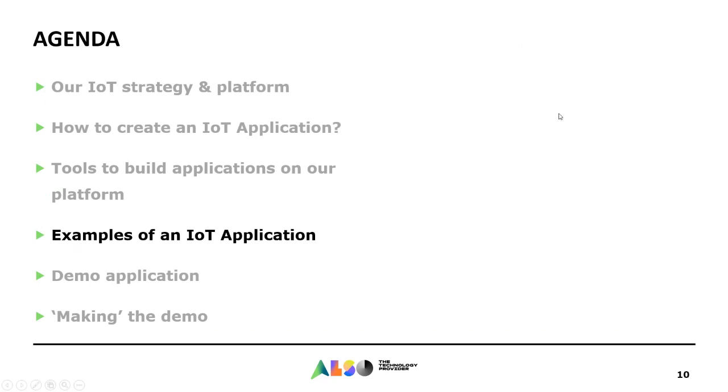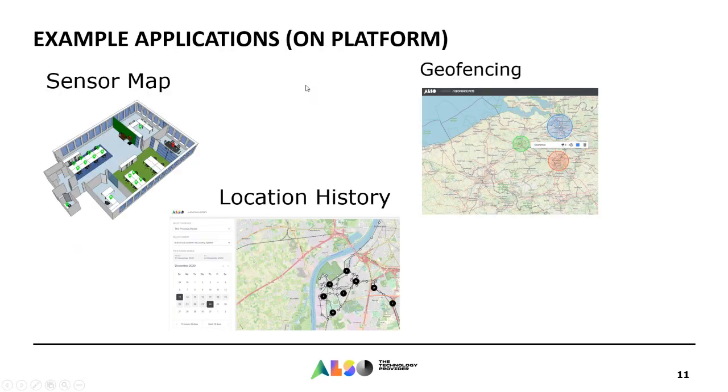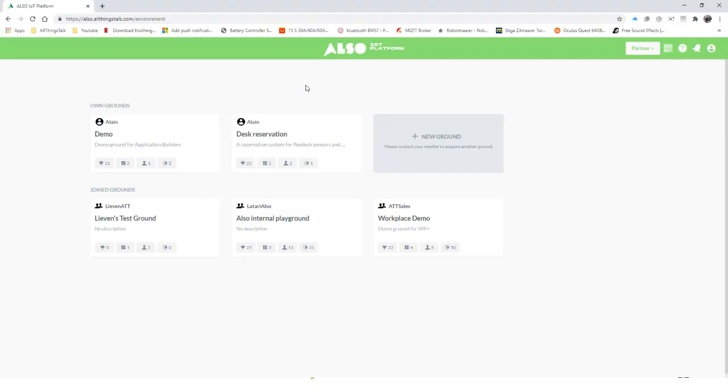Examples of an IoT application. You will see some examples on our platform that already have been created by our development team. So what do we have on our platform already? We have a sensor map. We have the location history. So if you have a tracking device, you can track the location of that device. And we also have a geofence application. I will show you those on our platform.